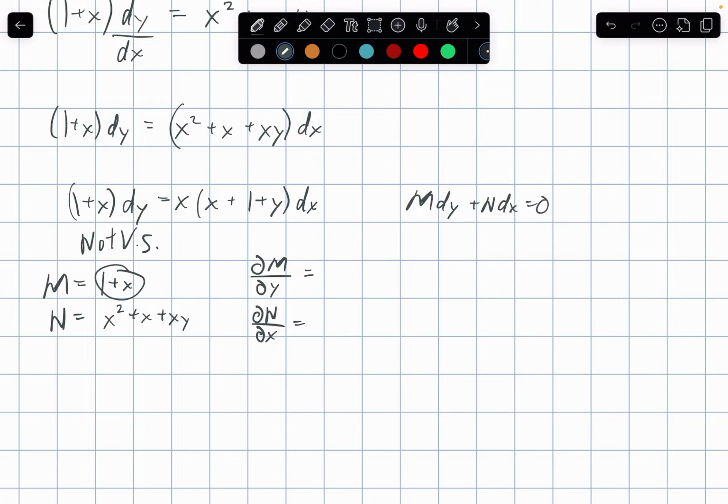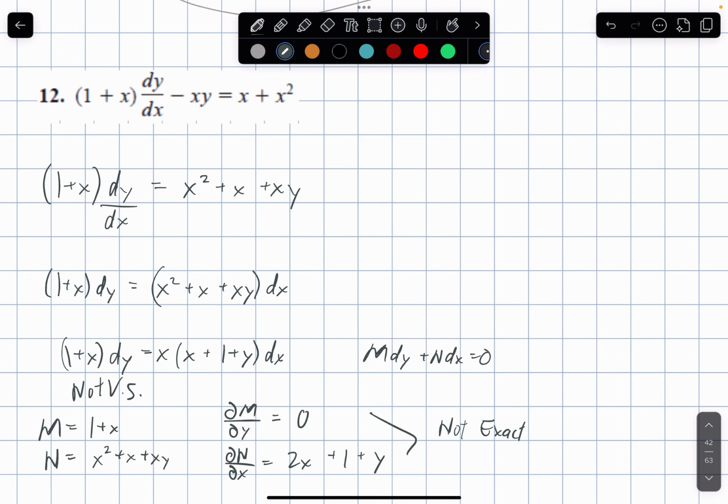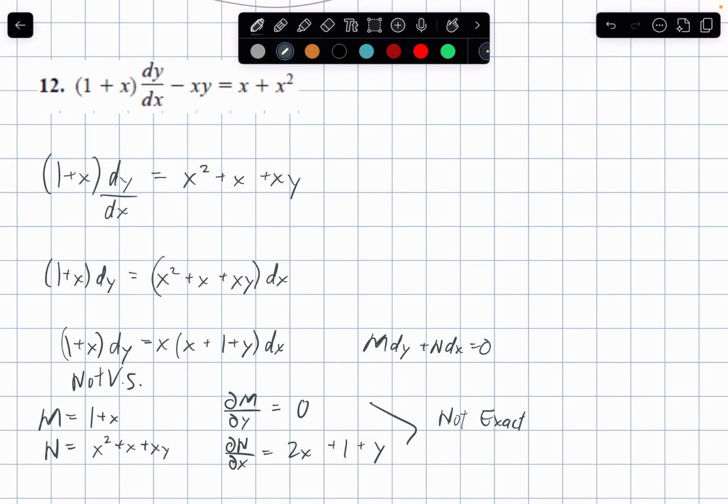So we basically just derive here, 1 plus x. Since you're deriving with respect to y, this is 0. Everything is considered a constant. Here, you derive with respect to x. So 2x plus 1 plus y. As you can see, they are not the same. Therefore, you say that this is not exact. There are actually two other options that you can test for if ever this isn't linear, but these questions are already linear.